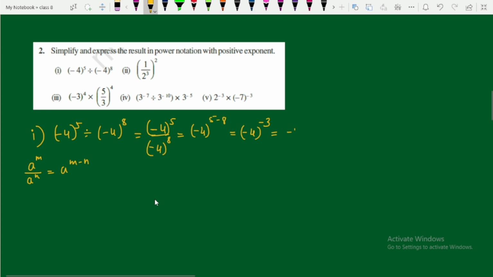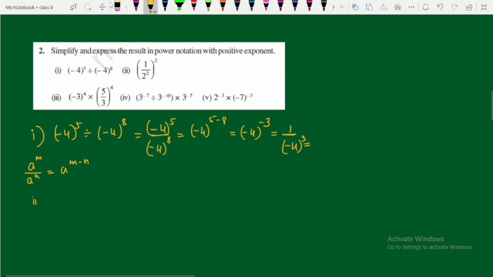So now the power is negative, and we have to express the answer with a positive exponent. Okay, you have already seen how we write it when the power is negative: by reciprocating the number. (-4) raised to 3. So this is the answer, 1 upon (-4) raised to 3. So here the power comes as a positive exponent. So this is the first question.